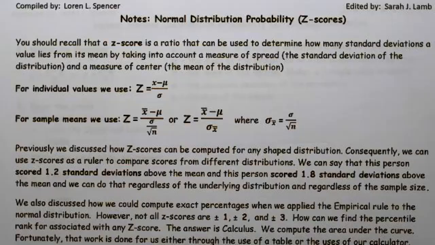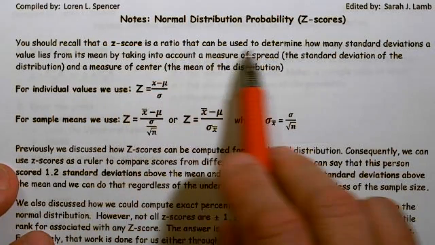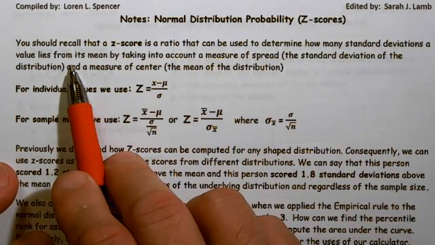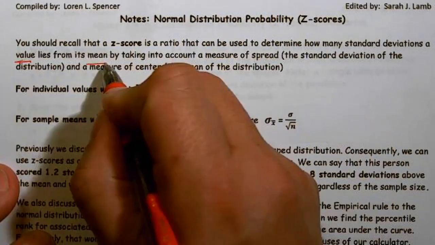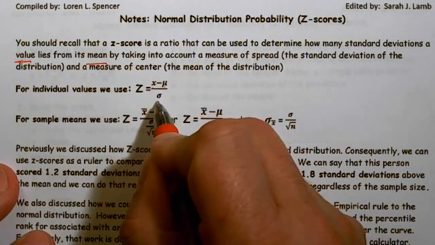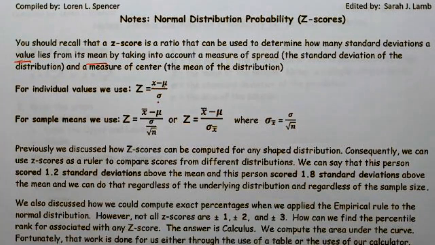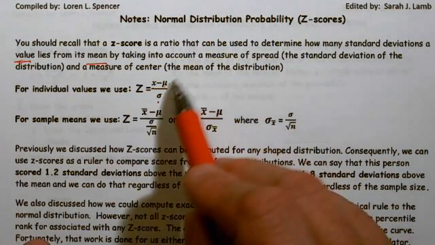Okay, so we are going to use the calculator and z-scores to make computations for percentile ranks in this video. So you should recall that a z-score is a ratio that can be used to determine how many standard deviations a value is from its mean. So a value from the mean, and this is a value minus the mean divided by the standard deviation. So that's my ratio.